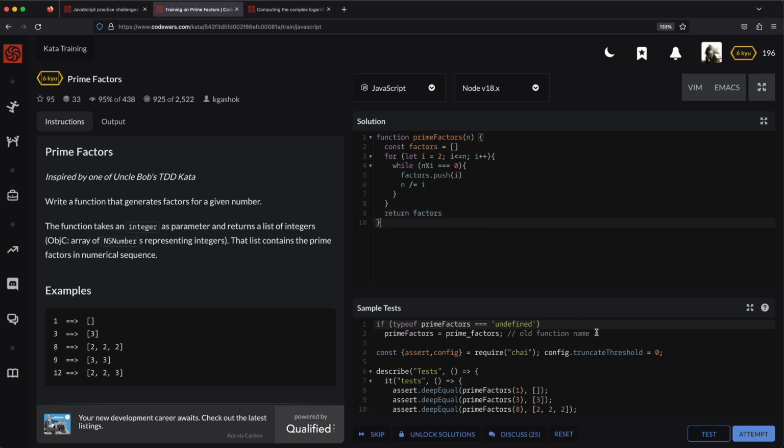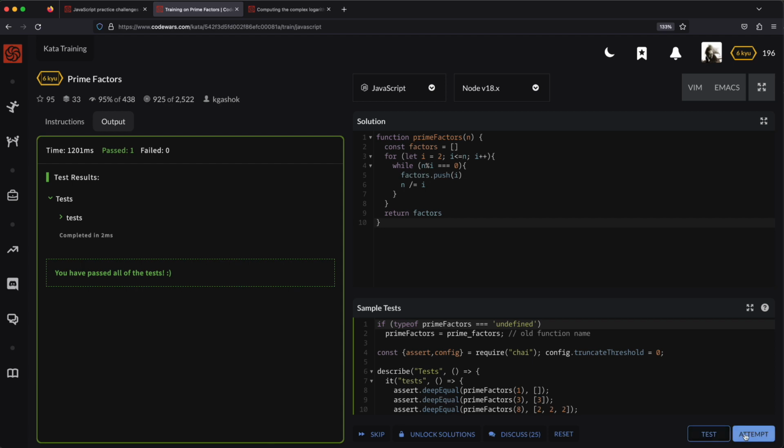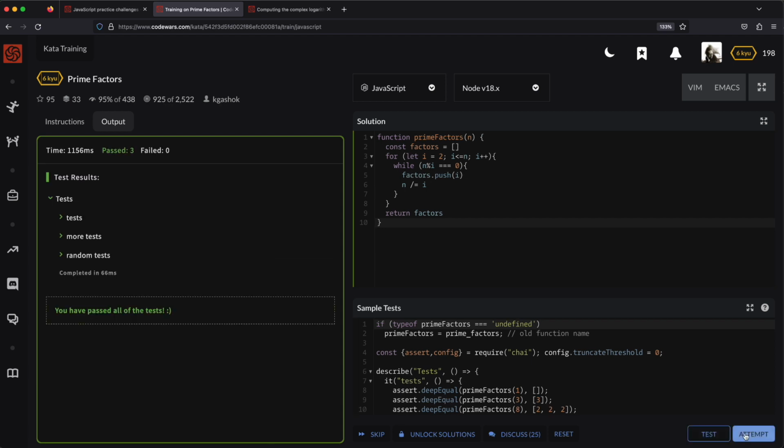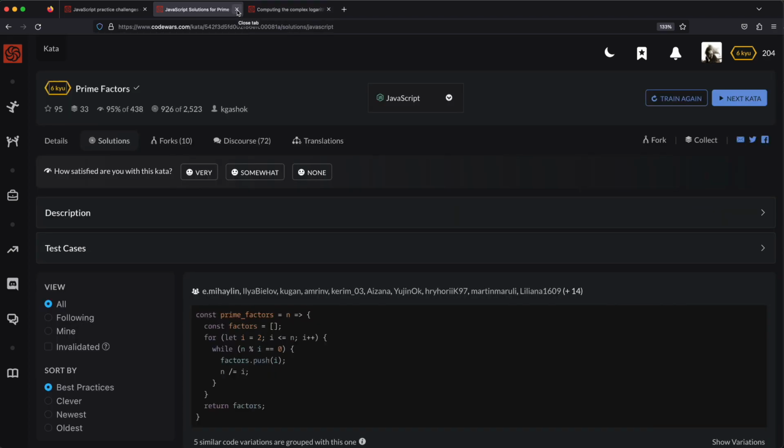This looks okay. Let's see, and yep, attempt here. Awesome, great. So this one is solved. Let's submit and go to the next one.